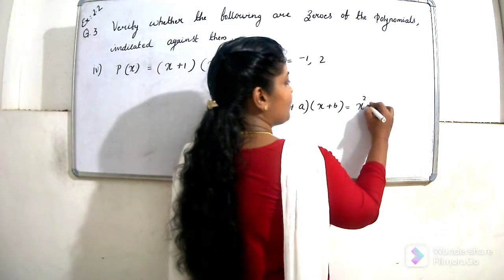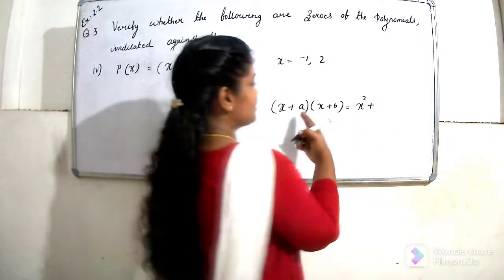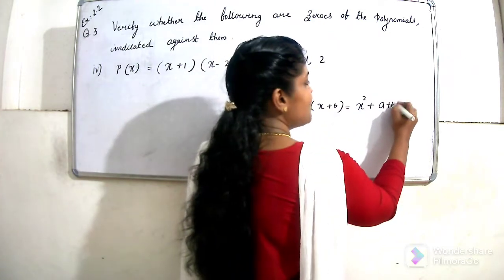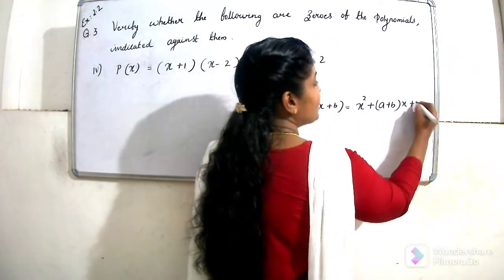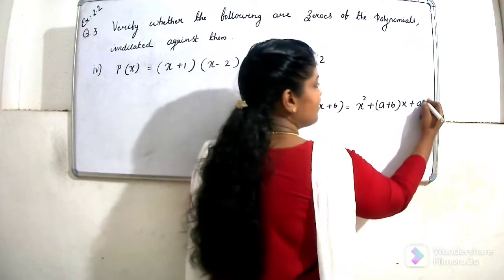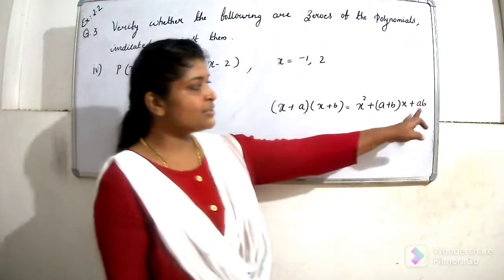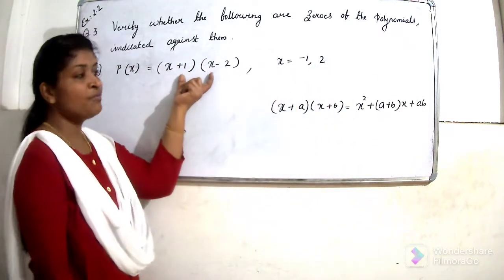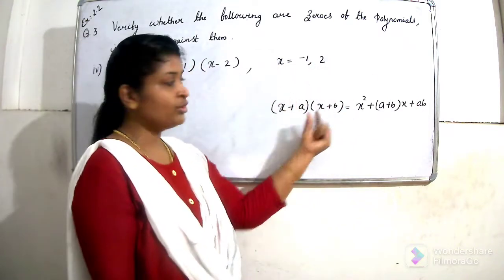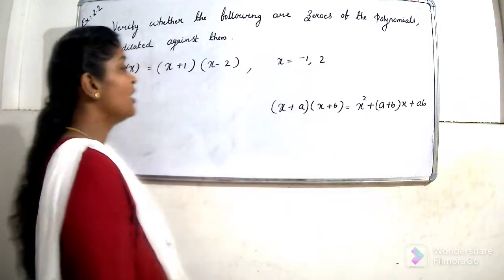In that, the fourth identity, what is the answer? x square plus the sum of the numbers, so (a plus b) into x, plus the product of the numbers. So the middle one is the sum of the numbers, and the last one is the product of the numbers. So when we are simplifying this, it is in the form of the fourth identity. Directly we can write its answer.